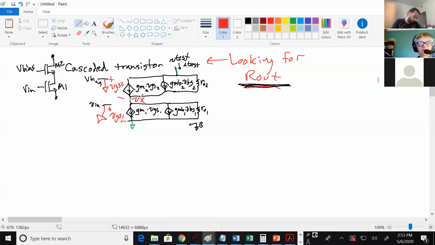So what do you get to do? Drop out the two bottom current sources. Yes, that one goes away because of VGS being 0, and this one goes away because the source is 0 and the bulk 0, so that goes away. So I'm going to redraw.